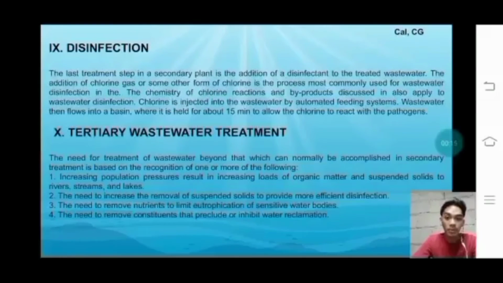1. Increasing population pressures result in increasing loads of organic matter and suspended solids to rivers, streams, and lakes. 2. The need to increase the removal of suspended solids to provide more efficient disinfection. 3. The need to remove nutrients to limit eutrophication of sensitive water bodies. 4. The need to remove constituents that preclude or inhibit water reclamation.